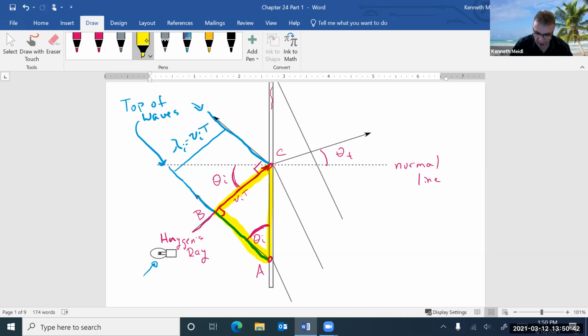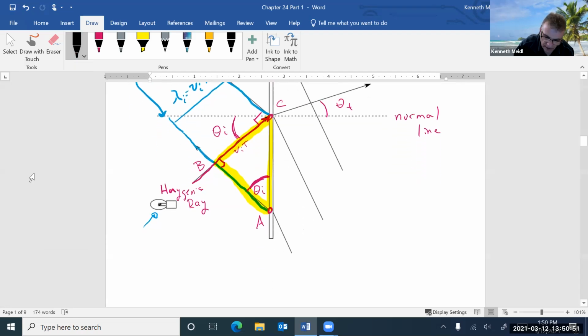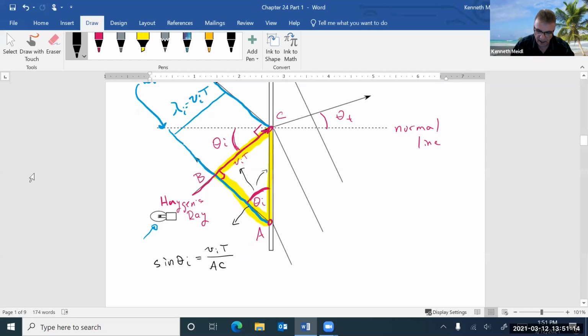Now in that triangle, I'm just going to do some right triangle trigonometry, maybe down here. The sine of the incident angle is the opposite side divided by the hypotenuse. The opposite side is the wavelength, all divided by the hypotenuse, which is just the length of EC. I don't know what that is, but right now that's enough.